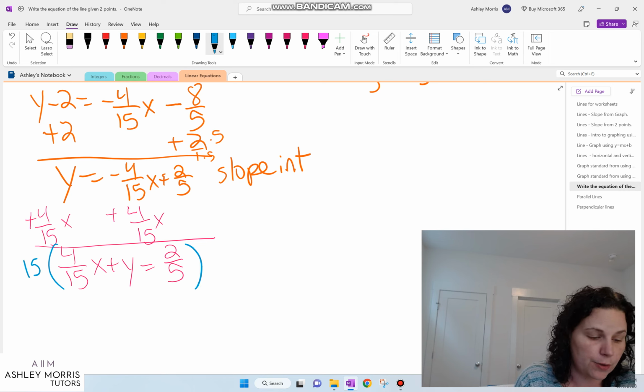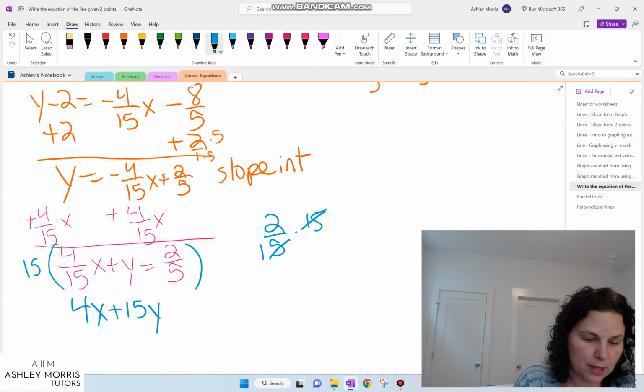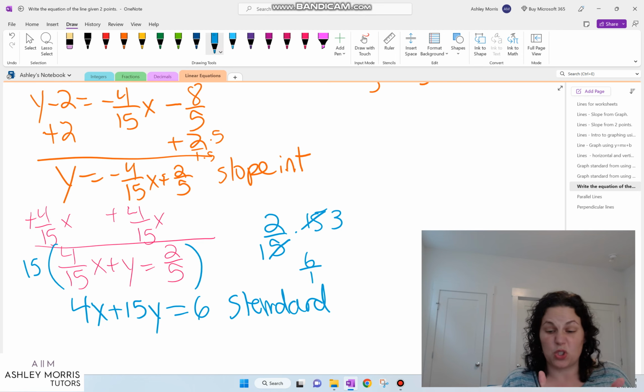15 times 4/15 is just 4. 15 times 1 is just 15. And 15 times 2/5, 5 goes into that 1 time, 5 goes into that 3 times. 2 times 3 is 6/1. I get just 6. So that's standard. And I don't have any fractions or decimals, so we're good.